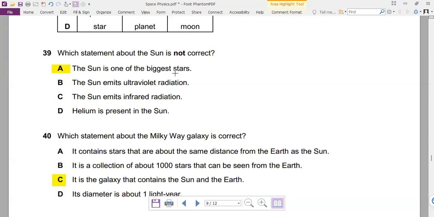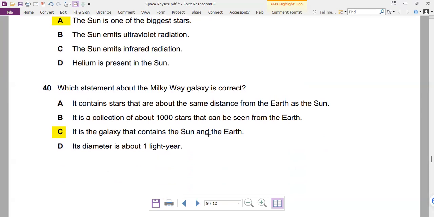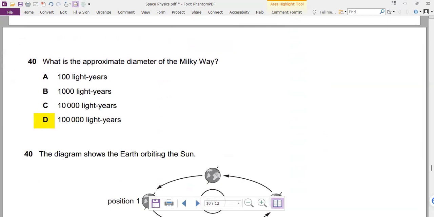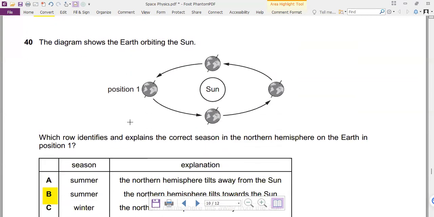The Sun is the biggest star? No, it is not. The Sun emits UV, yes. Emits IR, yes. Helium is present, yes. So A is wrong. The Milky Way galaxy contains the Sun and Earth. Forget the rest. Milky Way galaxy diameter, already done, 100,000 light years.